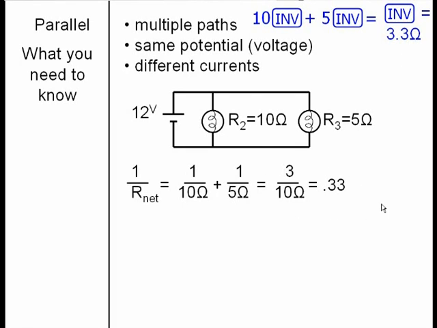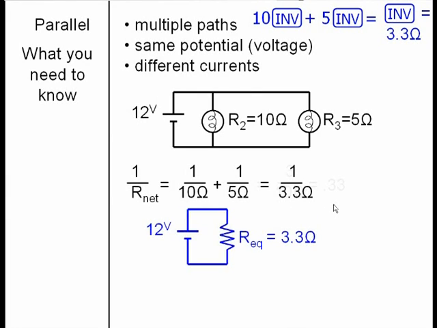Instead of writing all of this out or writing out what you're typing on the calculator, we just write it this way. We do the calculation on the calculator. So we have 1 over 10 plus 1 over 5 equals 1 over 3.3. So this is our net resistance, and therefore we can make an equivalent circuit that has our 12 volts and the equivalent resistor of 3.3 ohms. So we're going to use this drawing to calculate the current going through our circuit.